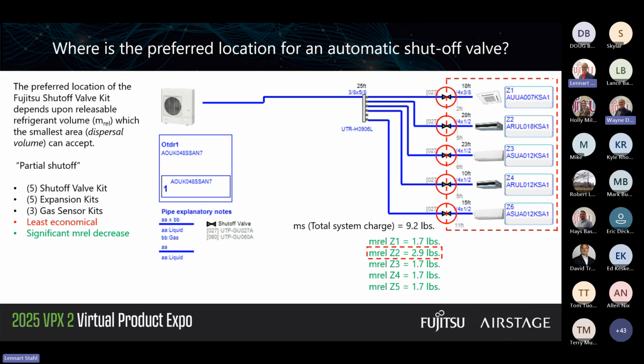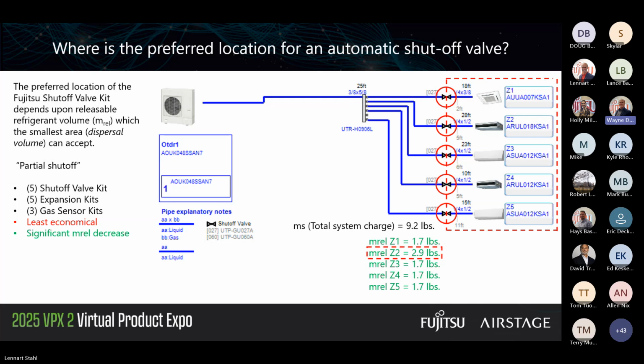So, okay, here's the other extreme. This is a partial shutoff. Now, again, don't take this at face value that you have to put in a shutoff valve at every indoor unit. You don't. But just merely demonstrating what can be done if need be. Again, it's all a function of what's the maximum releasable charge that area can handle.